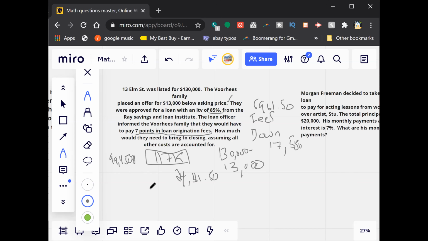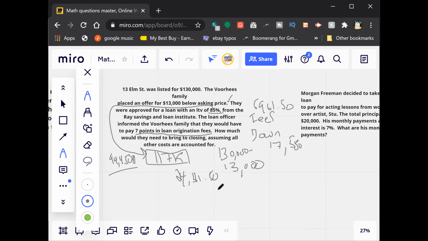We're going to recap the whole thing. You ready? First, we figured out the sale price. Then we multiplied it by 0.85 to get the loan amount, the $99,450. Then what you have to do is figure out the points. So you multiplied that by 0.07 because it's 7 points. And you would get $6,961.50.